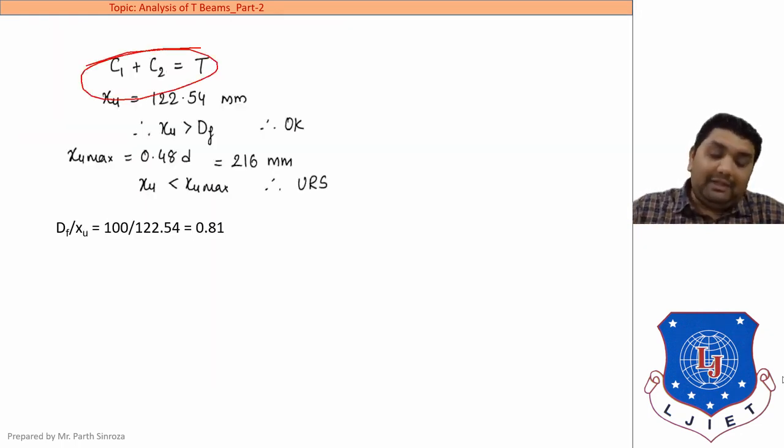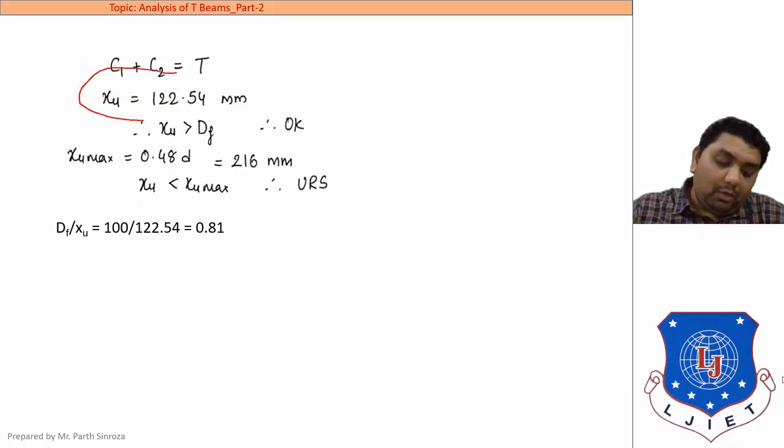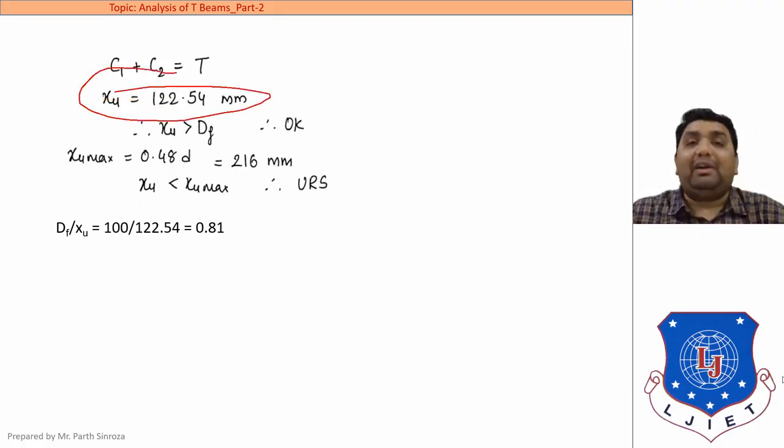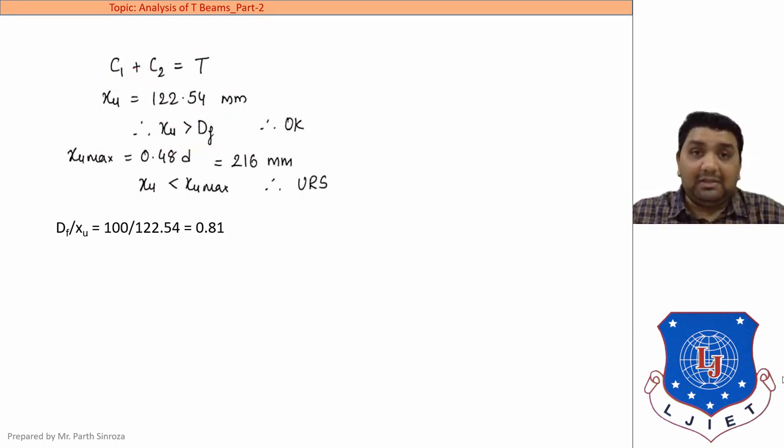So we'll be finding XU first. XU can be obtained from the equation, that is C1 plus C2 equal to T. XU comes out to be 122.54 mm. As DF was 100, XU is greater than DF is satisfied here, and hence it is safe.